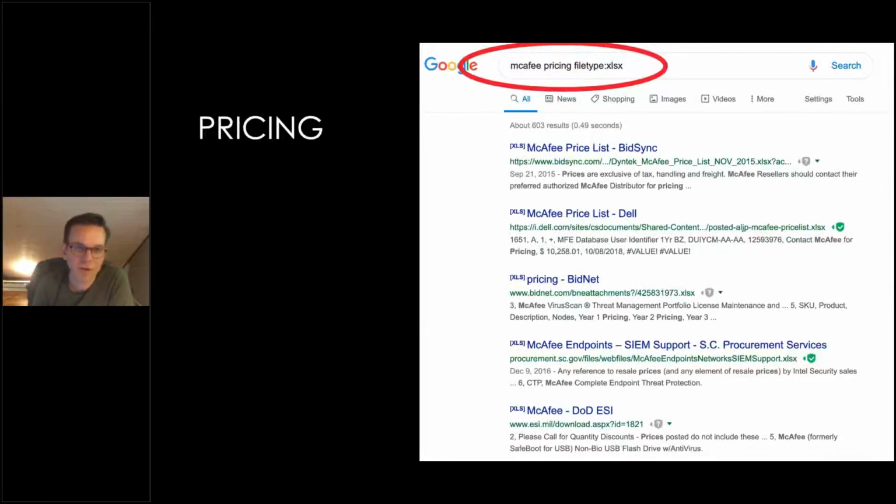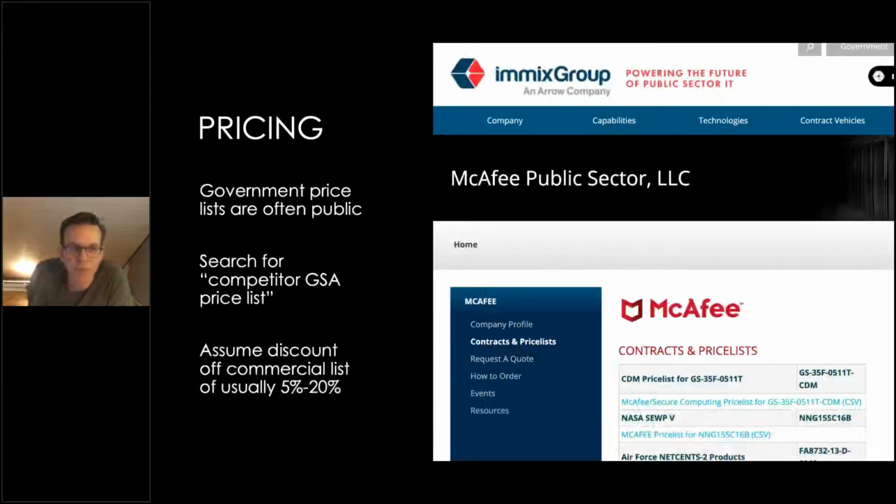Pricing. Your salespeople will ask you about pricing all the time, so you can do some Google dorking for that, using a file type search for certain PDFs, spreadsheets, sometimes Word documents can be helpful. But also, if they're selling to the public sector, then pricing can also be observable in published government price lists. Not always, but often. So if you search for the competitor and then GSA price list, GSA is one of the public schedules that agencies can buy through, then you often get a government price list. That's not the same as the official list price. Assume that the government is usually getting between 5 and 20% discount off the list price, but that gives you an indication of the price structure, the volume discounting, and those kinds of things.